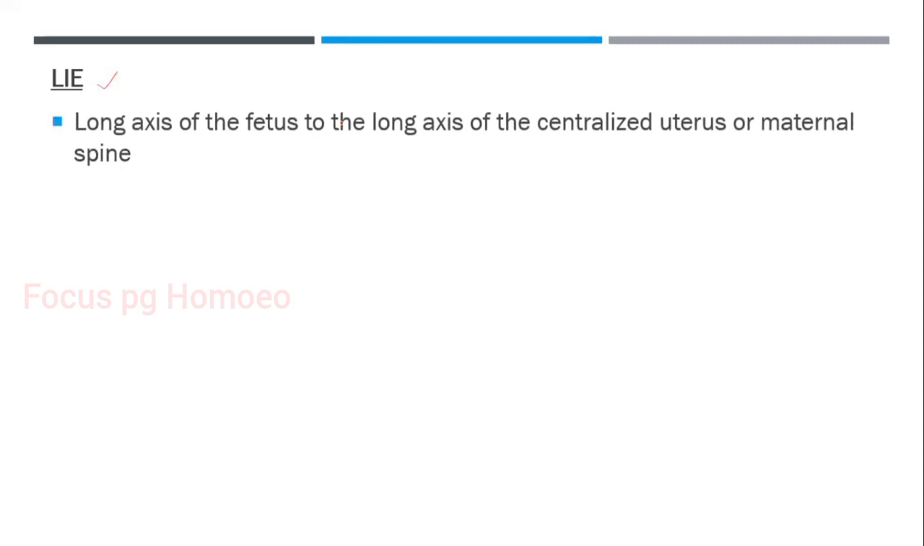Now, what is fetus in utero? Let's see. In fetus in utero, there are a few terms which are very important. The first is the lie of the fetus. And what is a lie? Lie is the long axis of the fetus in relation to the long axis of the centralized uterus, or maternal spine. Usually it is a longitudinal lie. It is not a transverse lie. Transverse lie is not ideal for a normal vaginal delivery.